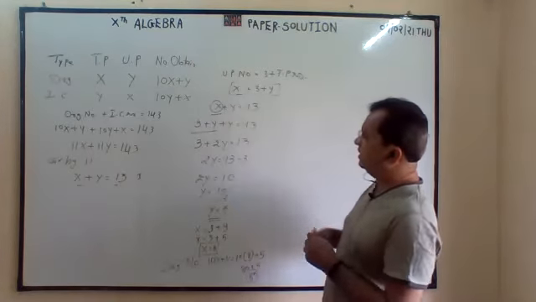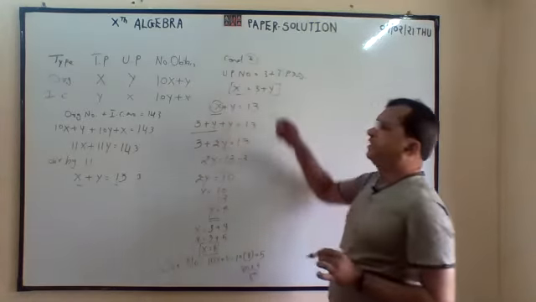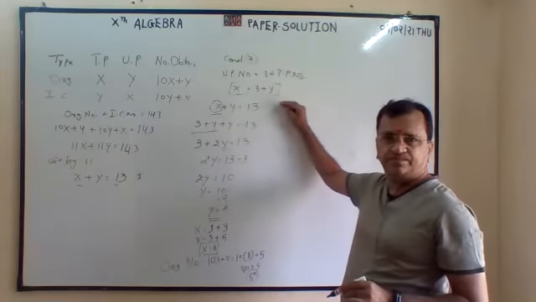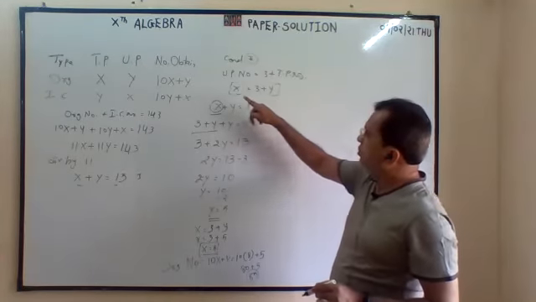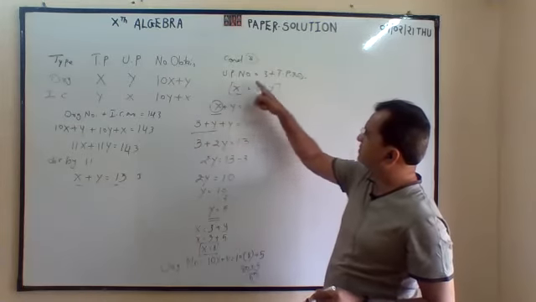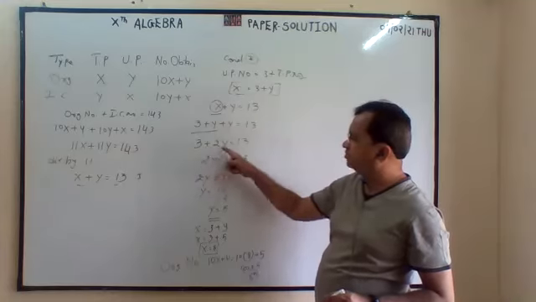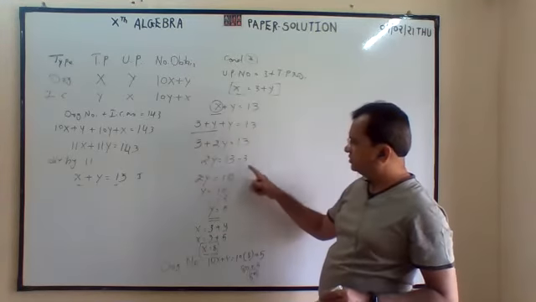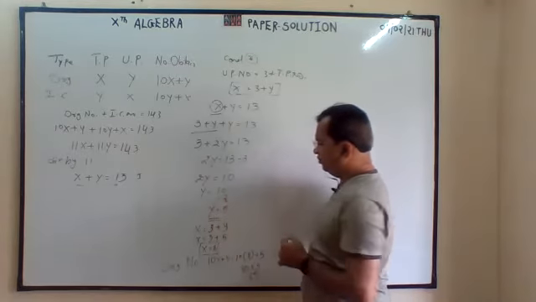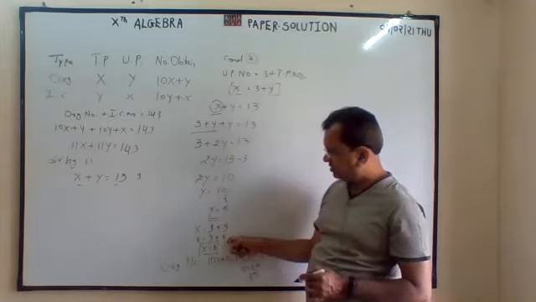Now the second condition they have given is that the unit place is equal to the 10th place plus 3. In this equation, I have substituted x is equal to 3 plus y. So 3 plus 2y is equal to 13. 3 less, so 10. 10 divided by 2, so it becomes 5. Now again x is equal to 3 plus y, that is 8.